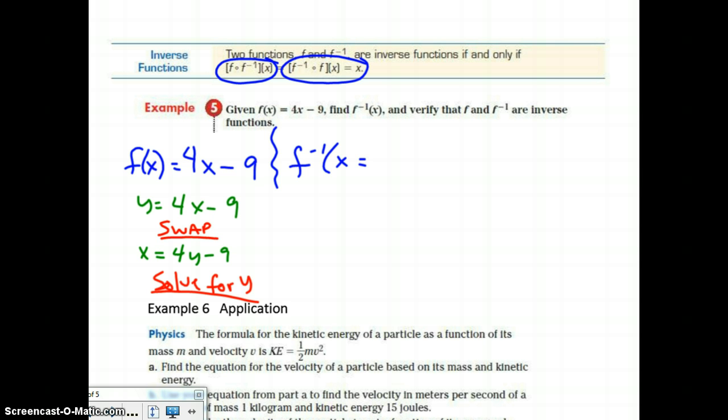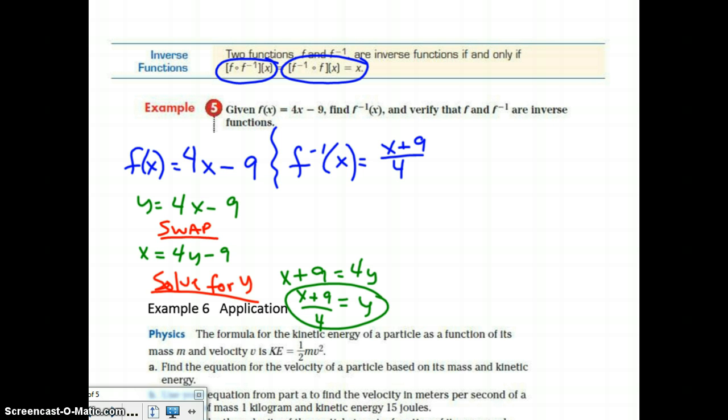Swap and solve. I'm going to add 9 to both sides, so that gives me x plus 9 equals 4y, and then when I divide by 4, I get y equals x plus 9 over 4. And that's actually my inverse. So the inverse function is x plus 9 over 4.